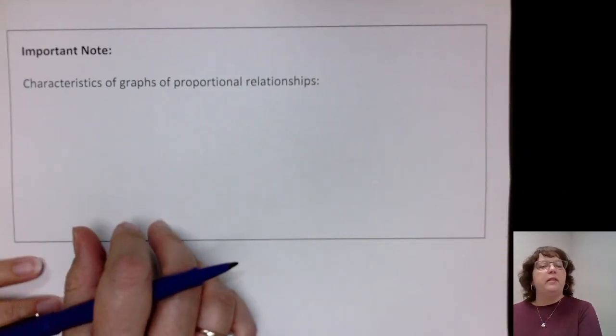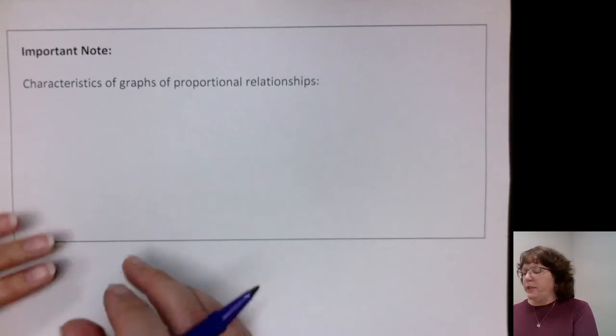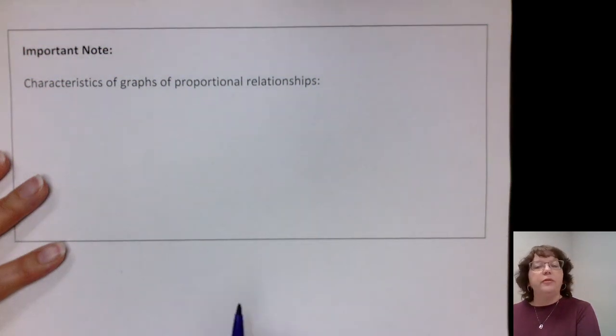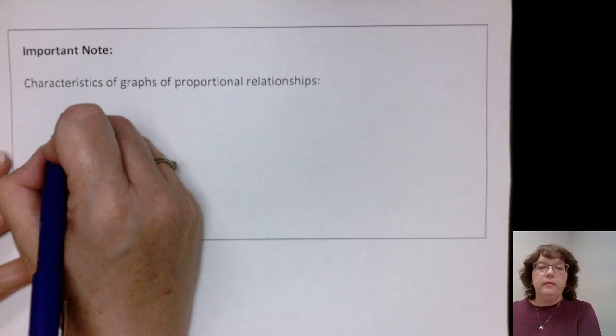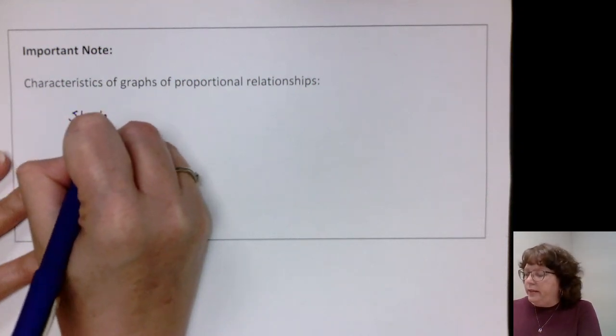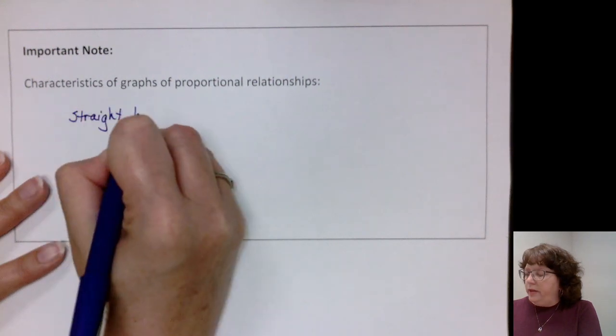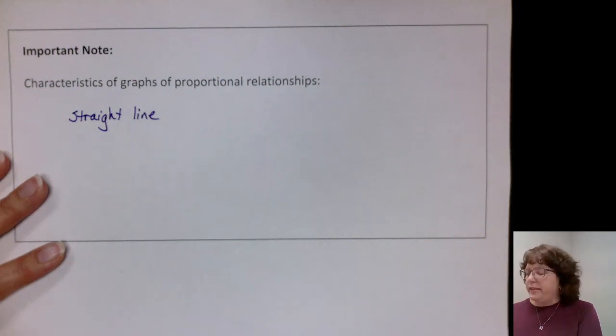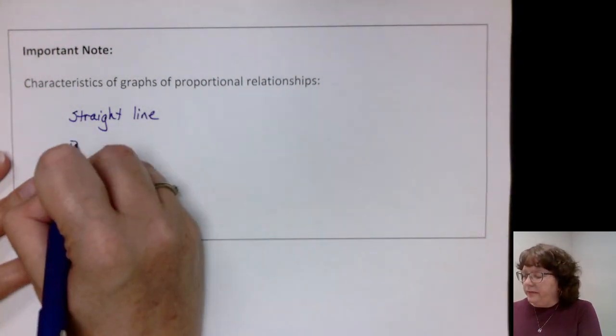So you should have this in your student packet. It may have been mixed in the problems, but let's go ahead and fill this out now. We want to know specific characteristics of graphs of proportional relationships. So what is one? Yes, it has to be a straight line in the graph. Okay, and what else did we find? It has to pass through the origin.